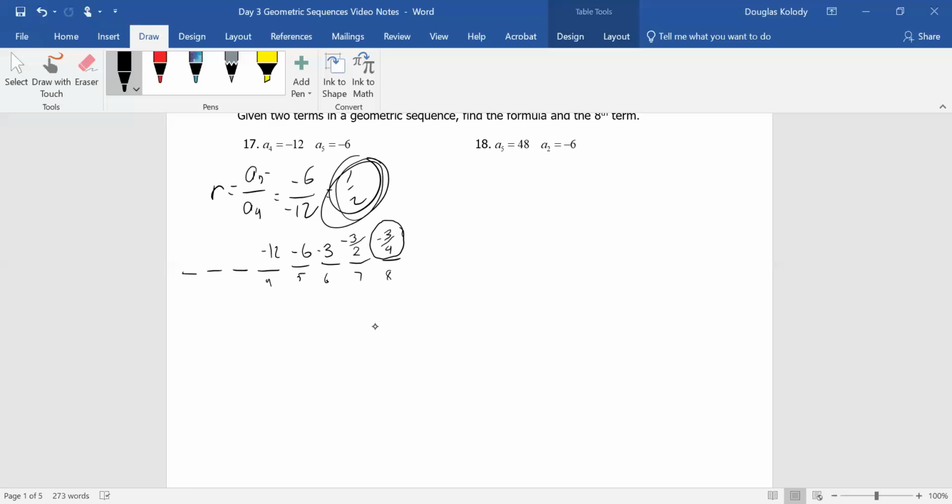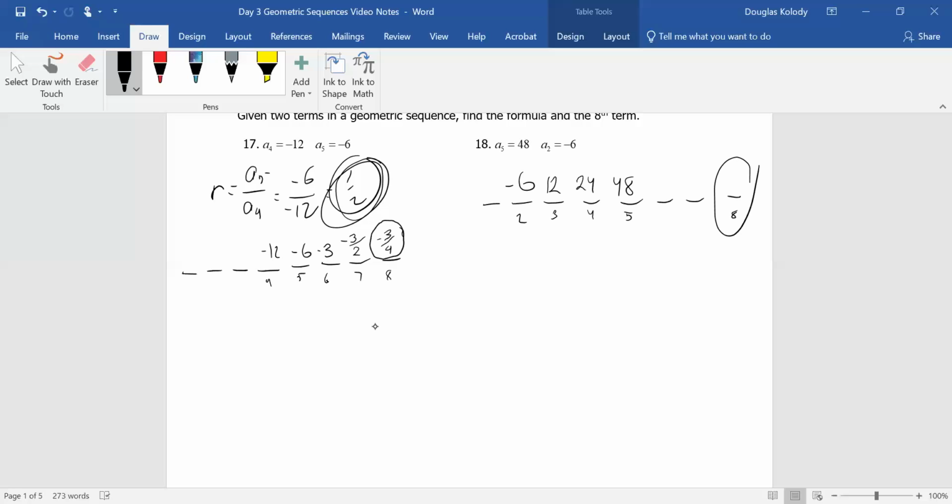All right, number 18 might seem a little tougher here. So 1, 2, 3, 4, 5, 6, 7, 8. Here's the 8th term, the mystery one that I'm looking for. I know the 2nd term is negative 6. I know the 5th term here is 48. So it looks like they're getting bigger. Let's tinker here. 6 times 2 is 12. 12 times 2 is 24. And 24 times 2 is 48. So it looks like times 2.